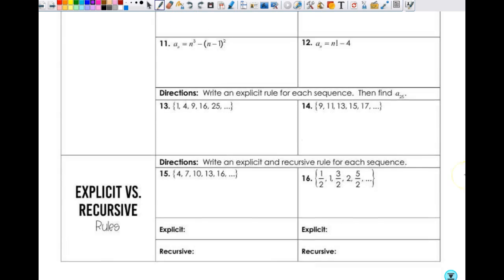So now it says write, and pay attention to the terminology, explicit, not recursive. Okay. Explicit rule for each sequence. Then find a sub 25. So here's what we want to look at. You start by looking at the differences here. This difference is what? 3. And then this difference is 5, and then this difference is 7, and then this difference is 9.